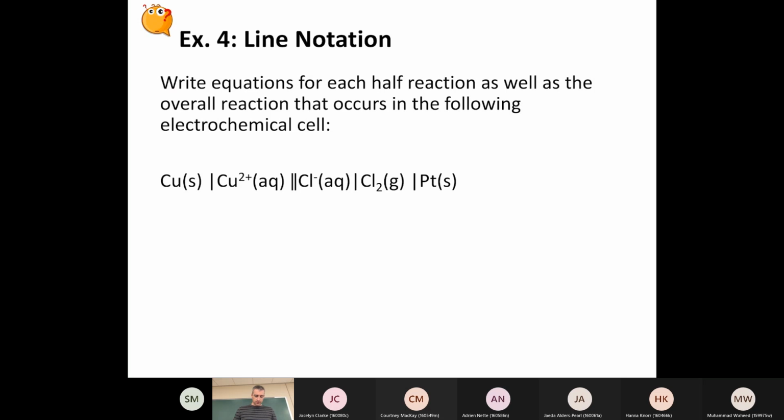Perfect. Do you want to do one more example of this? We can. These aren't too bad. Well, let's do one. Why not?